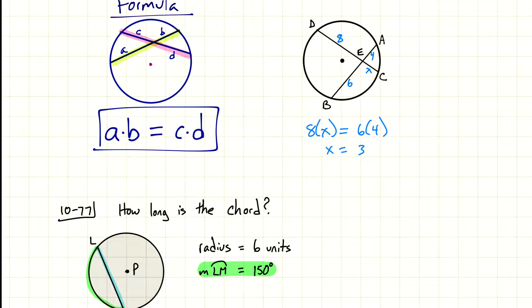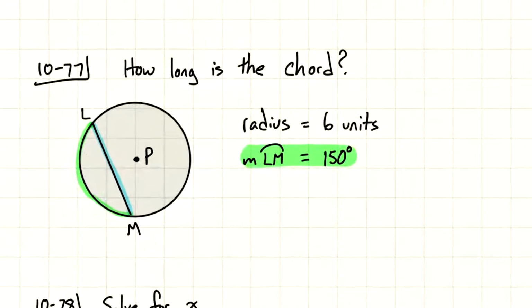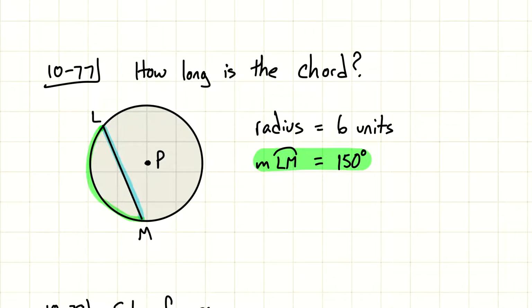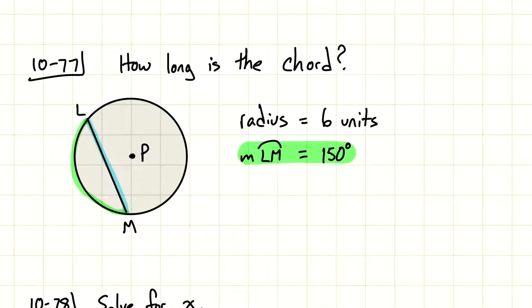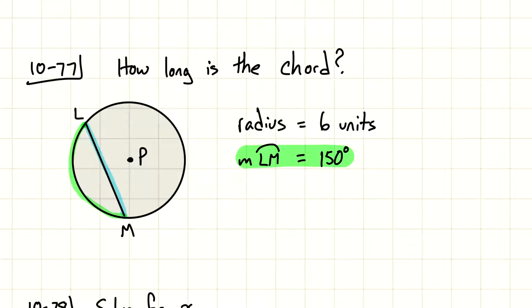And let's see, almost done. All right, and then here we have how long is the chord. So if I want to actually know how long this chord is, and the only piece of information we're given is the radius of a circle, which is not drawn in here. So radius, we could put it anywhere we want. Most likely we're going to draw it to this segment. And we know the measurement of arc LM is equal to 150.